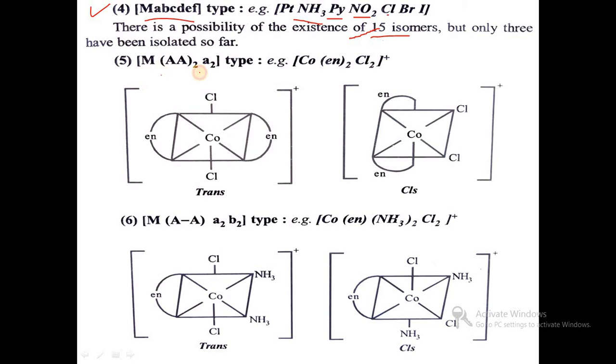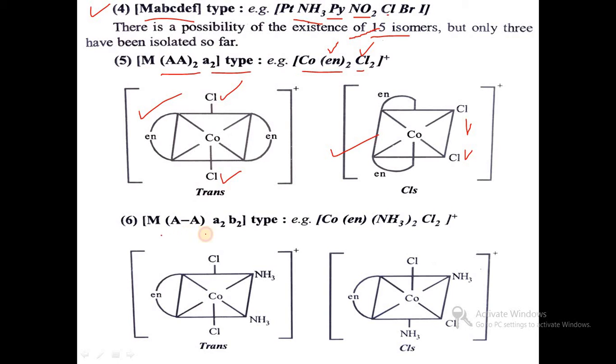Then another example is the M(AA)2A2 type. The example is [Co(en)2Cl2]+, that is dichlorobis(ethylenediamine)cobalt(III). So this is a symmetrical bidentate ligand and chloride is a monodentate one. When we keep chlorine trans to each other, this isomer is called the trans isomer. When we keep chlorine cis to each other, it is called the cis isomer. Here en means ethylenediamine, NH2CH2CH2NH2.